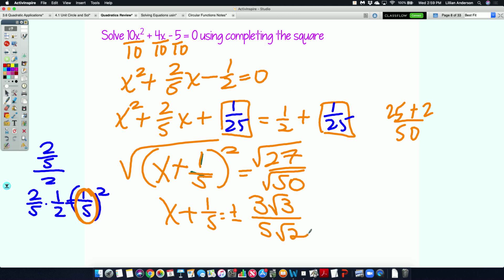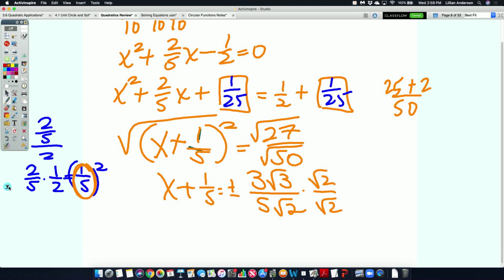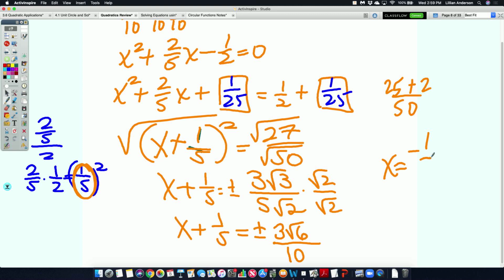But you have to multiply both the numerator and denominator by square root of 2. Exactly, because you need to rationalize. So really and truly, x plus 1/5 equals plus or minus 3 square root of 6 all over 10, because square root of 2 times square root of 2 is 2, and 5 times 2 is 10. Then the last thing for our final answer, we just subtract the 1/5. So, yep, not our prettiest.